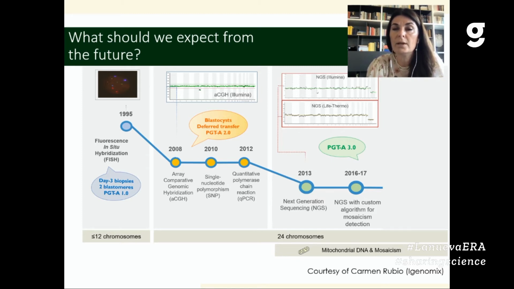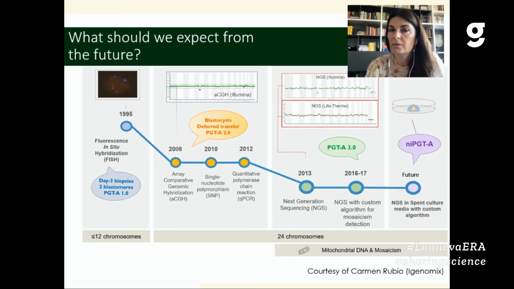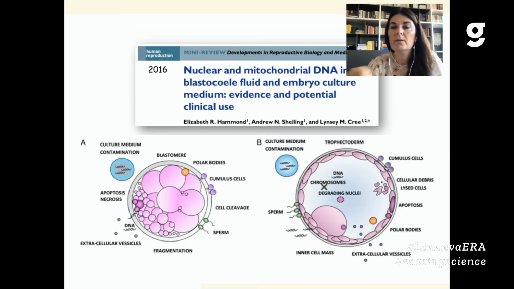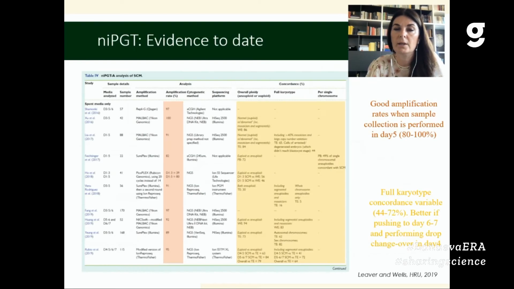We are improving and improving the technology continuously, and this is really very important, and this is what normally happens in science. But now we have to look even further. To be sure not to affect the embryo, we may think about a new approach, which is the so-called non-invasive preimplantation genetic testing. In that case, the aim is the same, but the method would change. Instead of doing a biopsy, we could just collect culture media, because we know that all the compartments of the embryo are releasing DNA in the culture media.